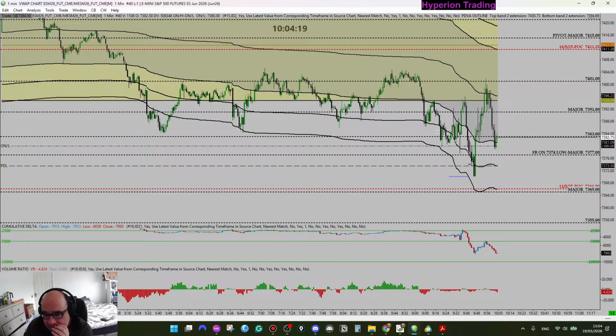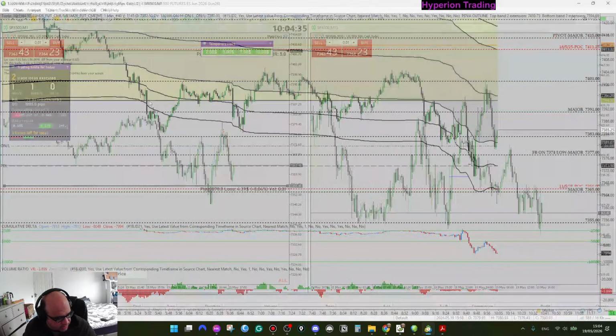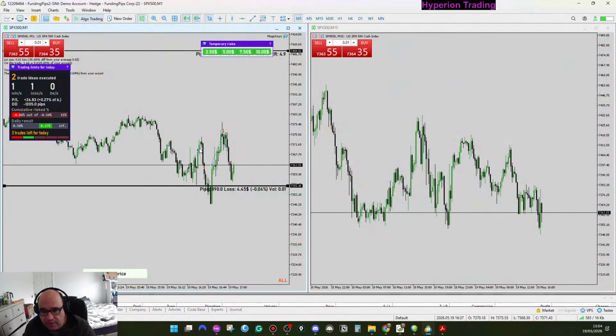Anyway, that's the end of my session. And just to show you also, because I trade CFDs, that's why you don't see me taking any trades on the Sierra Chart. It's because I'm taking them on the MetaTrader. So you can see here my trades.